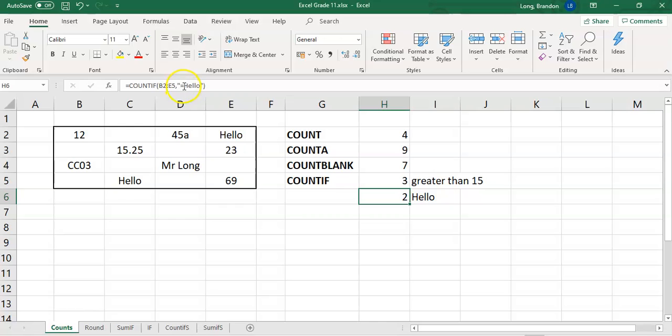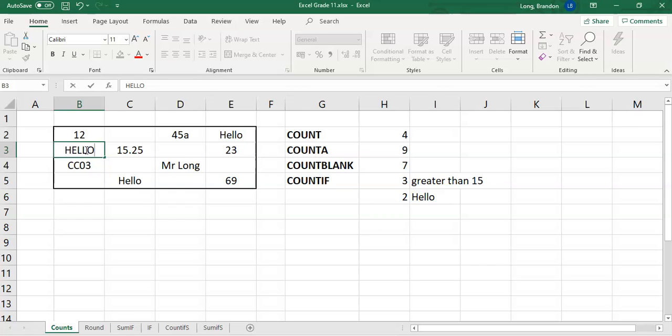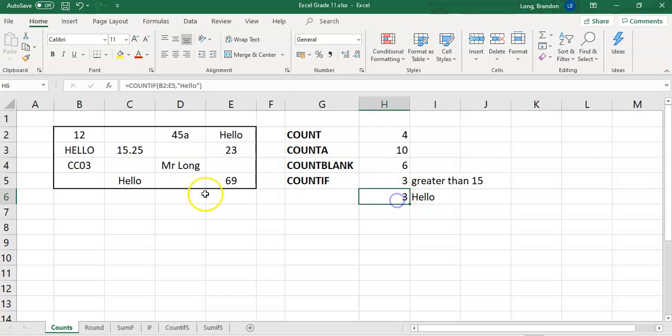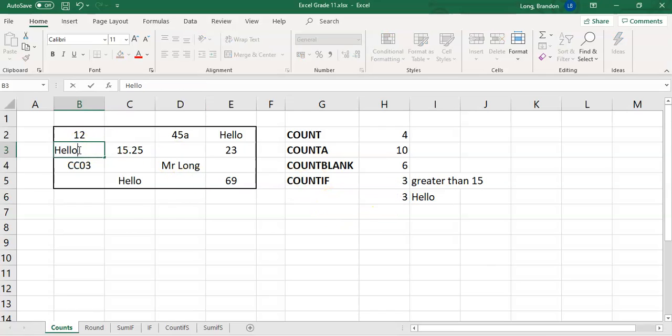Now, is it case sensitive, Mr. Long? What happens if there was a capital letter? If I come over here and type in hello in capitals, then it would still count it. It still considers it as one of the options to have hello. So it's not dependent on the case. Now, what happens if it's part of a word, like hello there? That it does not consider because it's not equal to hello exactly. So it's got to be the exact combination of that.